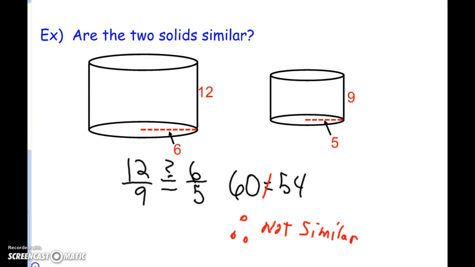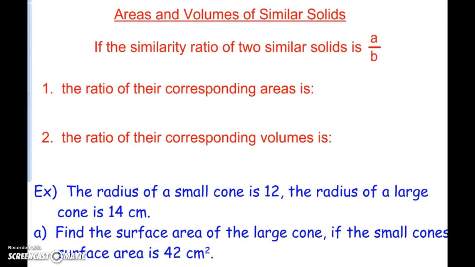Okay, that's a little bit of review. We've talked about that before. Now, if a similarity ratio is A to B, then their corresponding area ratio is A squared to B squared. And the volume ratio then is A cubed to B cubed.